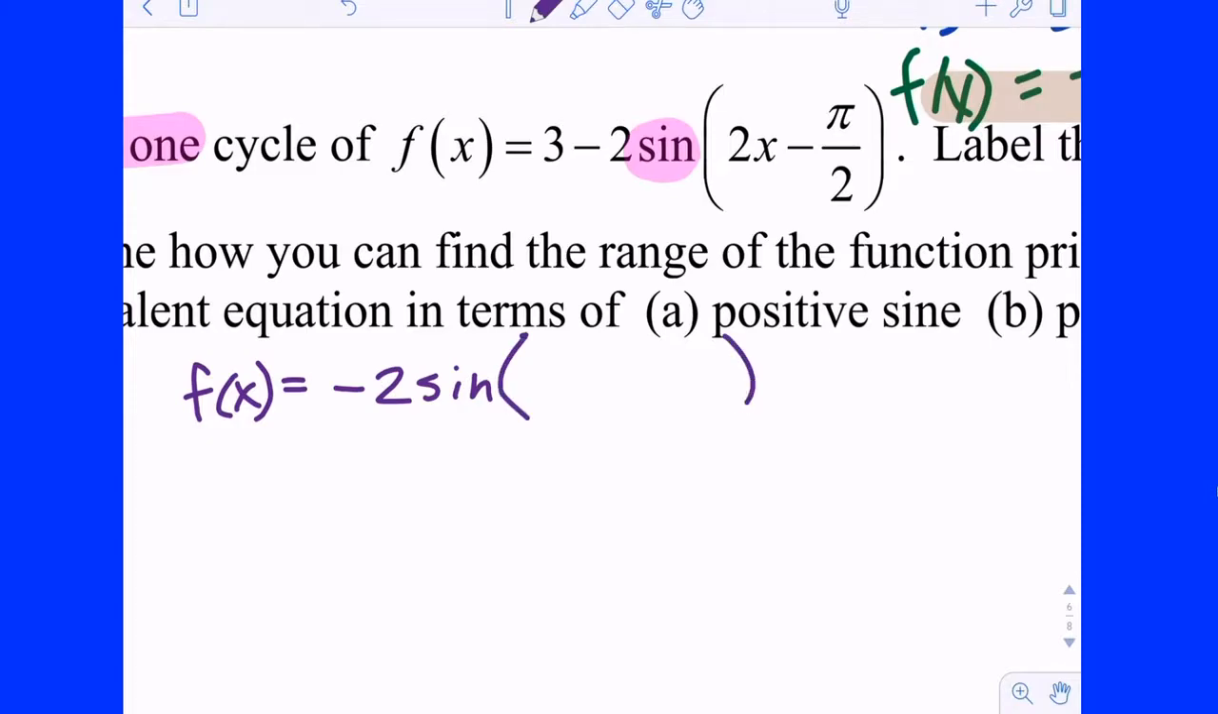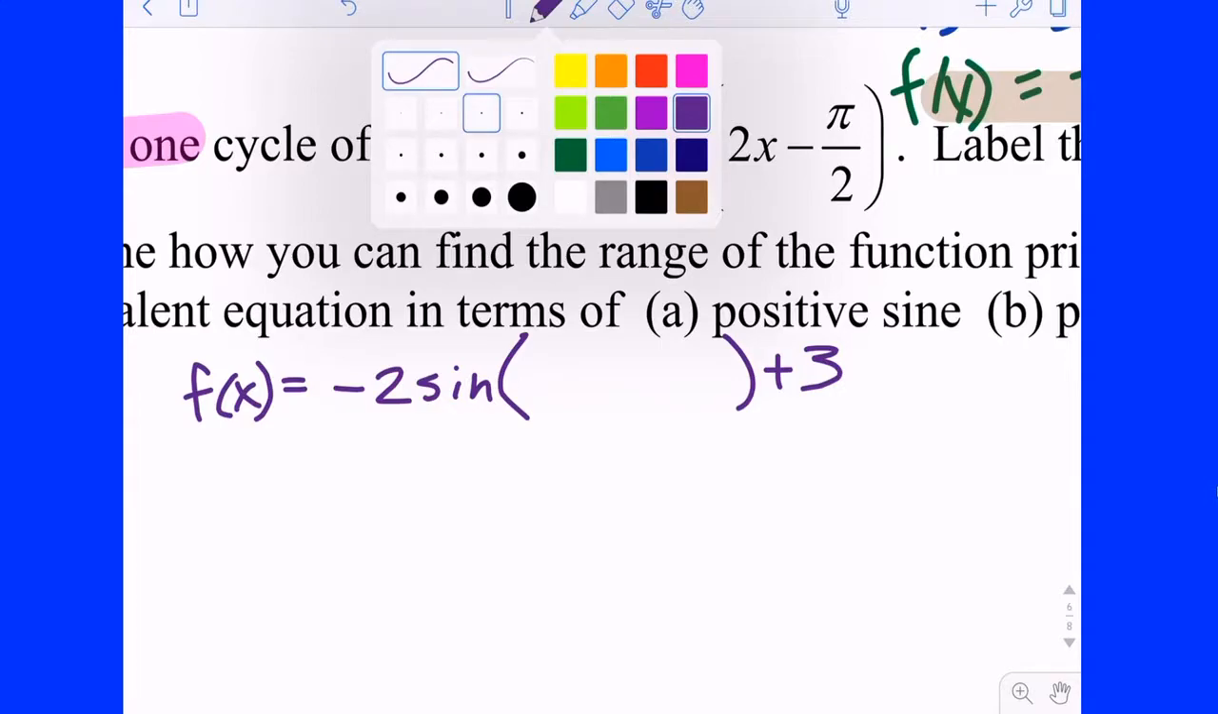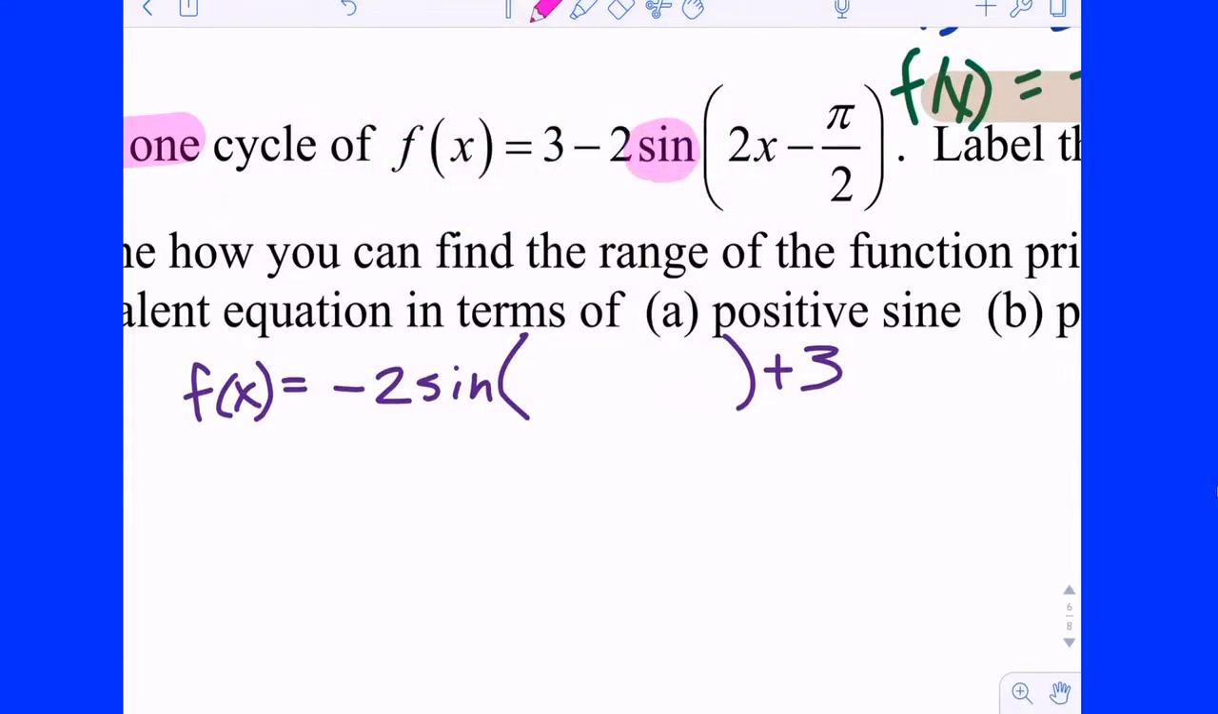And on the inside, that's where you're potentially going to have a little bit of work to do. You need to have the x term first, which it is, right? But in order for the phase shift to be accurate, you need to have the coefficient of x be a 1. And currently it's a 2. So inside the angle, you're going to factor out the 2 and you're left with x minus what? What do you get when you factor out a 2 from pi halves? Pi fourths. Good. Because factoring out is dividing out. So pi halves divided by 2 is pi fourths.